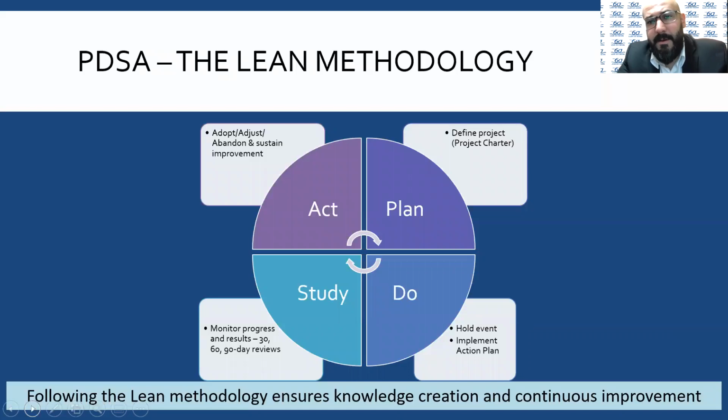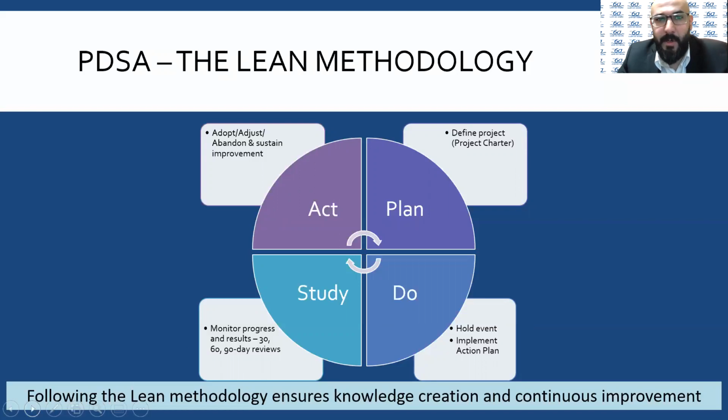Plan: define the project. Do: hold the event and implement the action plan. Study: monitor the process every so often, with 30, 60, 90 day reviews. Act: adopt and adjust to sustain the process. This is what is known as the Deming cycle: plan, do, study, and act. Or some people call it check act.